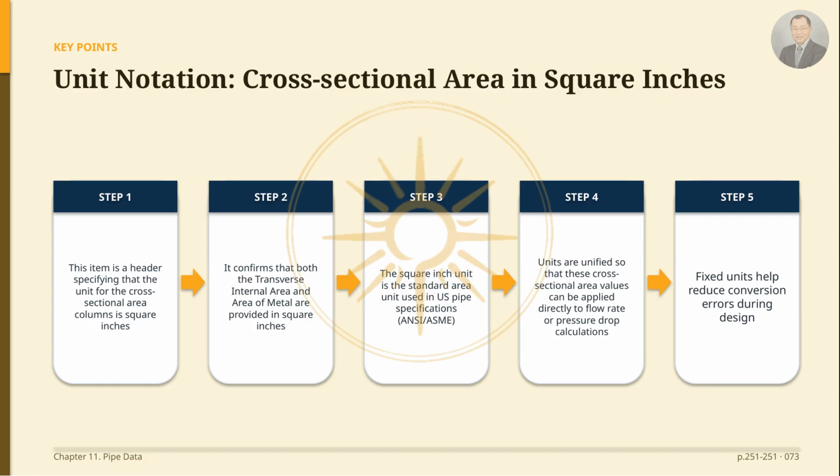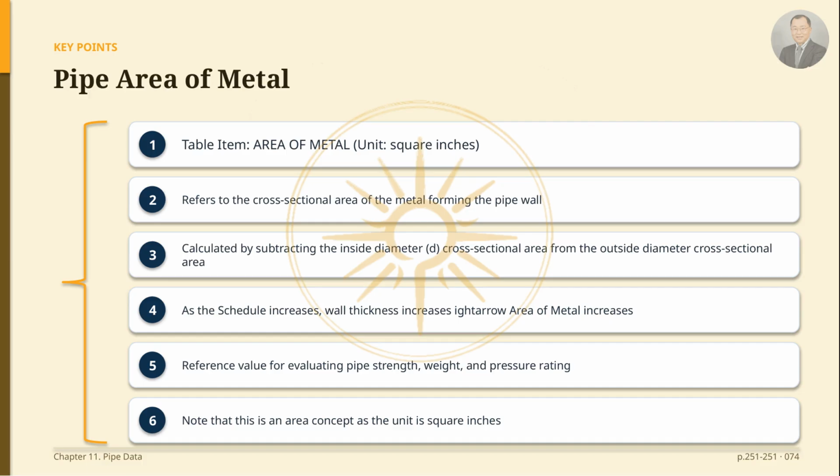Because the units are clearly fixed, it also helps reduce conversion errors that may occur during the design process. Among the items in the pipe data table, I'll introduce the area of metal. This value is expressed in square inches and represents the cross-sectional area of the metal part that makes up the pipe wall. The calculation method is to subtract the cross-sectional area of the circle formed by the inside diameter, d, from the cross-sectional area of the circle formed by the outside diameter.